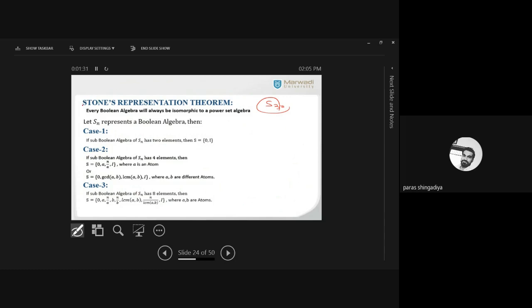So that procedure is known as the Stone representation theorem, and it explains the procedure in case 1, case 2, and case 3. By using this procedure, we can check how many sub-Boolean algebras we can create for any given set. So what is the statement of the theorem? Every Boolean algebra will always be isomorphic to its power set algebra. Whatever set we define, which is called a sub-Boolean algebra, means one of the sub-Boolean algebras.